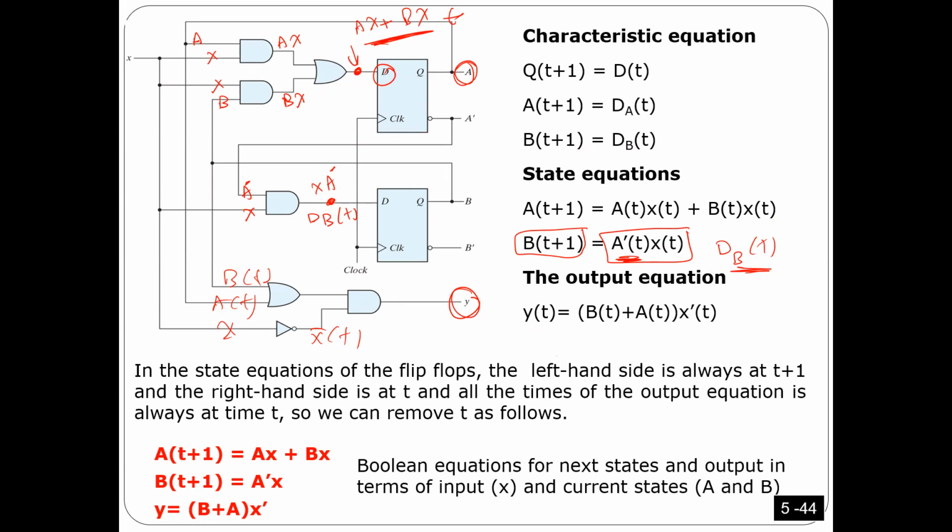Again, because this part, look here, is always at time t, and this part is always at time t plus 1, usually, just to make everything simple, I'm going to remove t from here, because this part is always at t. That's why you write the equations this way. Two are state equations. So the new value for A is equal to AX or BX, and there is no t here, I mean the current value.